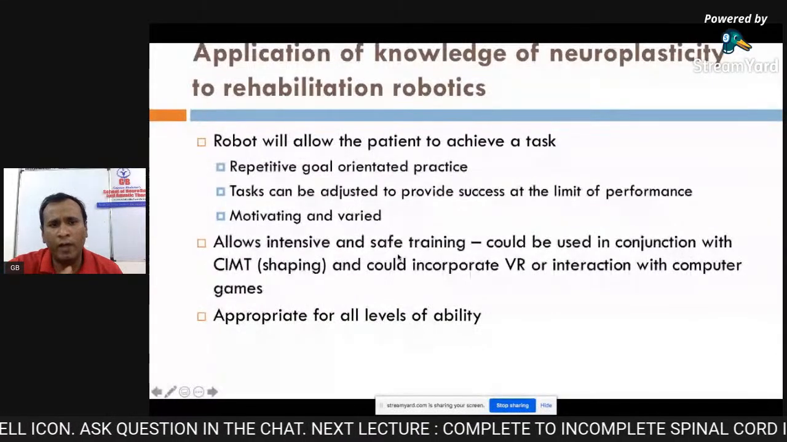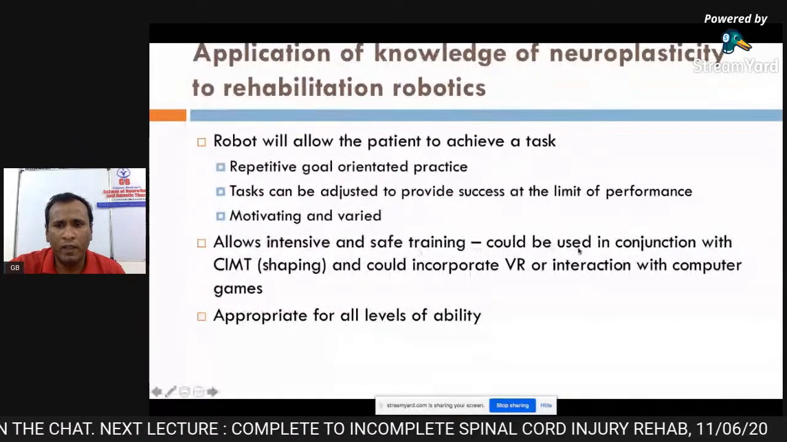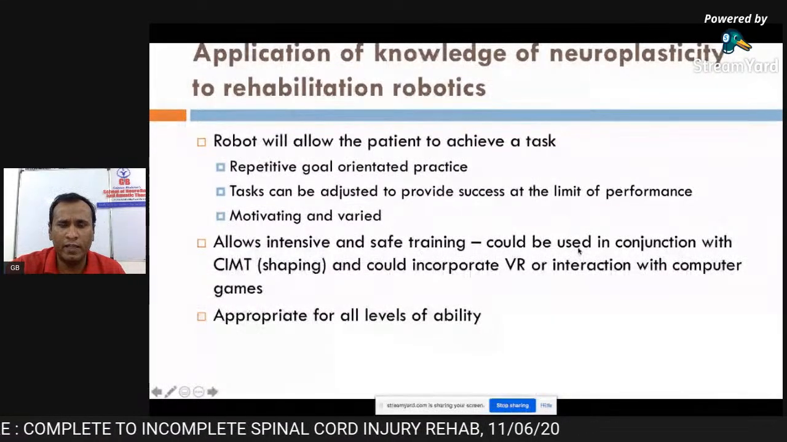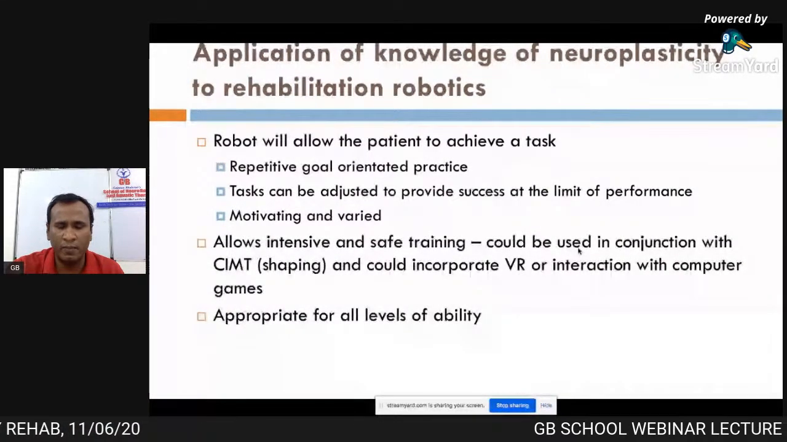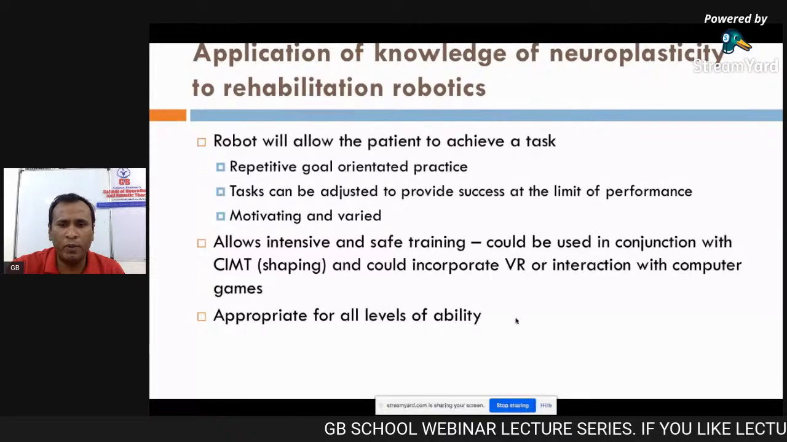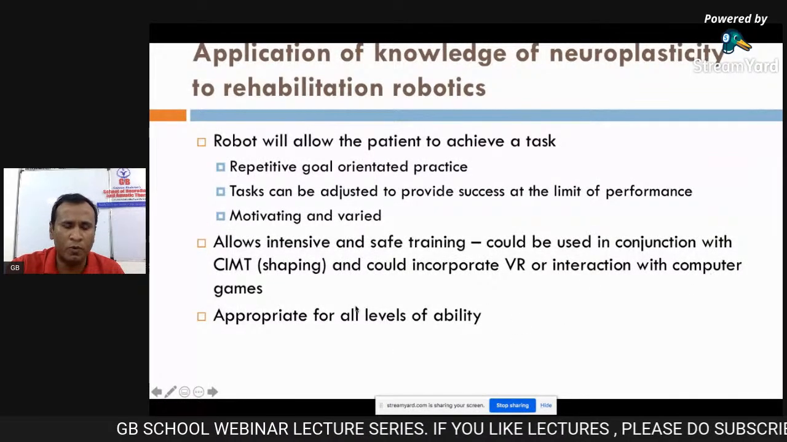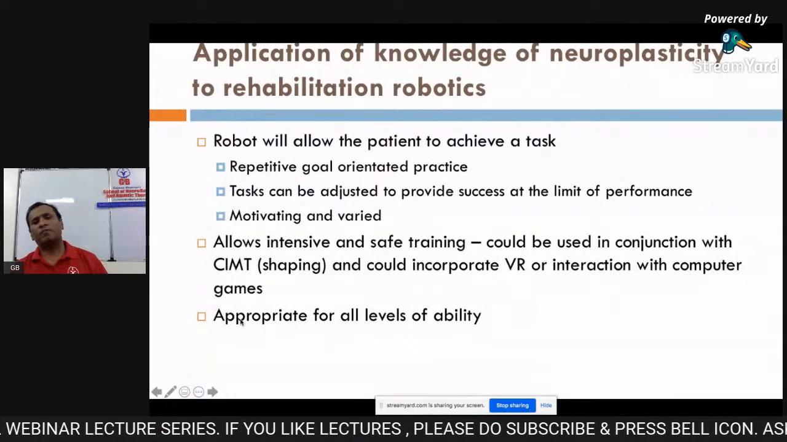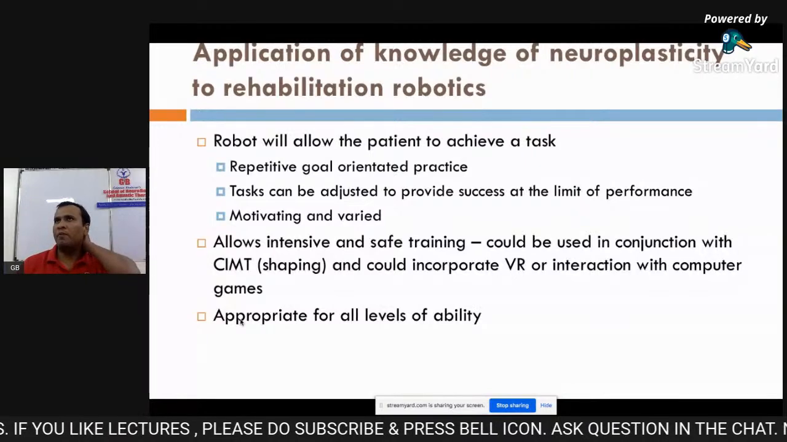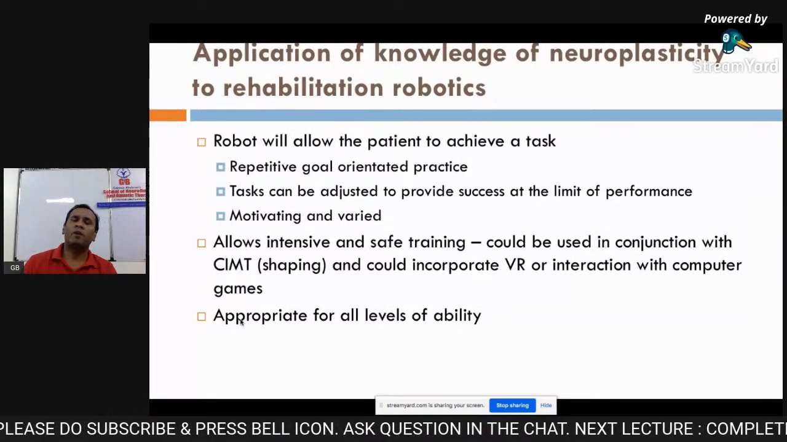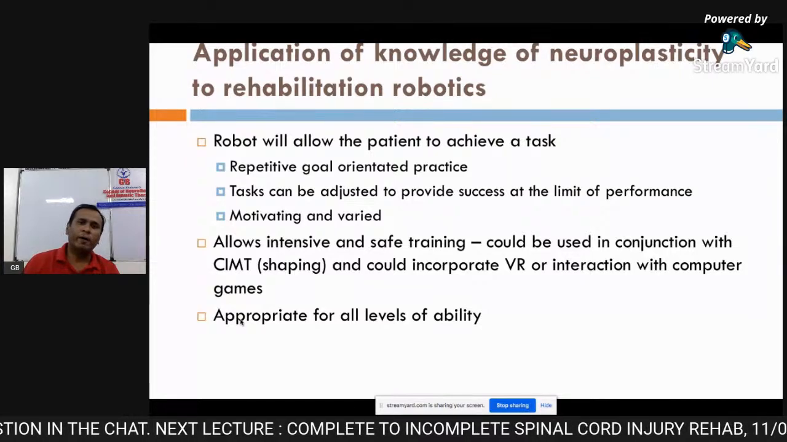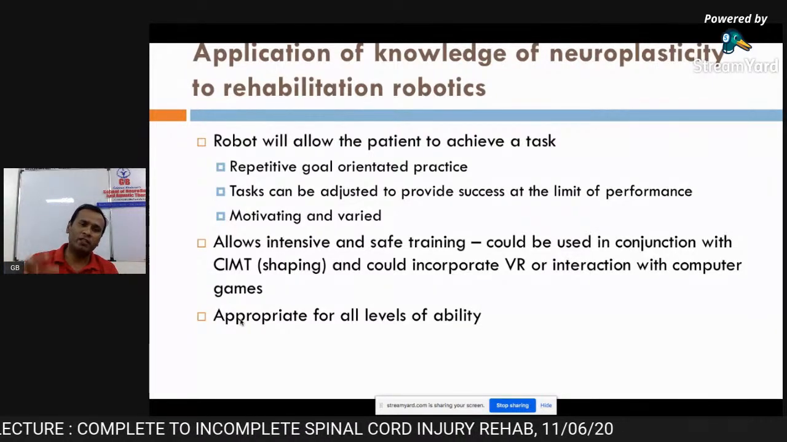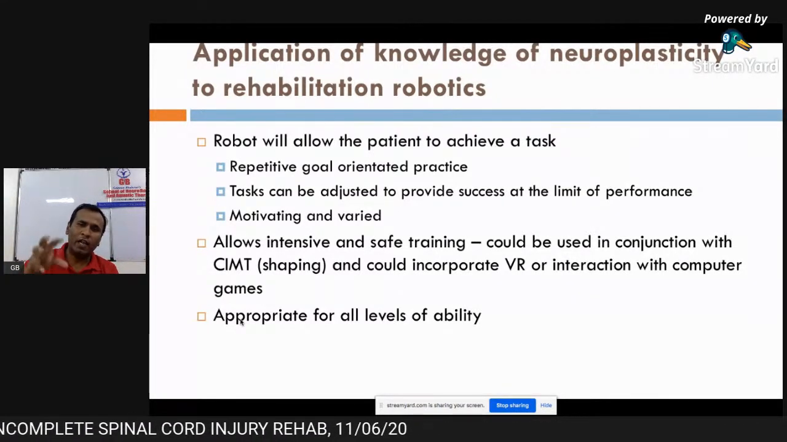And it allows intensive and safe training. You can do this robotic training along with CIMT for shaping behavior, and it could incorporate VR and interaction with computer games. So if we take an example of CIMT, CIMT advises us to give 6 hours of intensive task specific training by the therapist in a real life active environment.